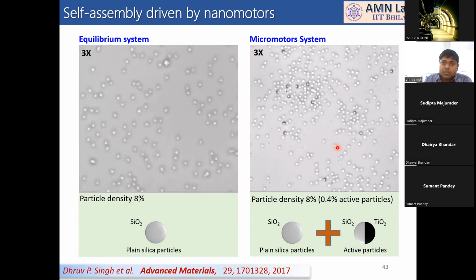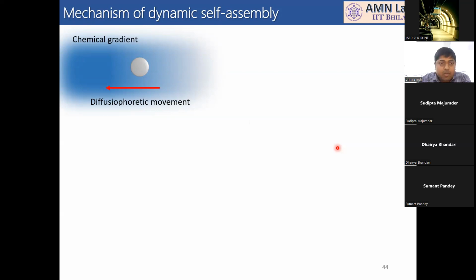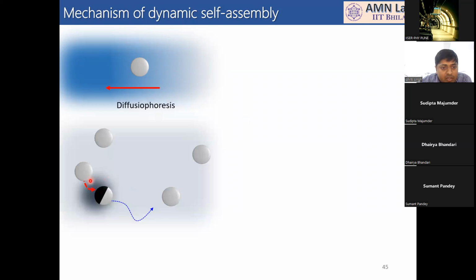How it is happening, I will discuss in a very basic way. Again, as I discussed at the start, when there's a chemical gradient, the particle follows the chemical gradient by diffusiophoretic movements. Here in this case, the chemical gradient is formed by the micromotor or active particle, and surrounding passive particles follow this chemical gradient and are attracted towards the active site. Once one comes close, it sticks to the particle, and since it is moving, it collects another particle, and in this way they grow in size. Some things I'm skipping here just because of time.